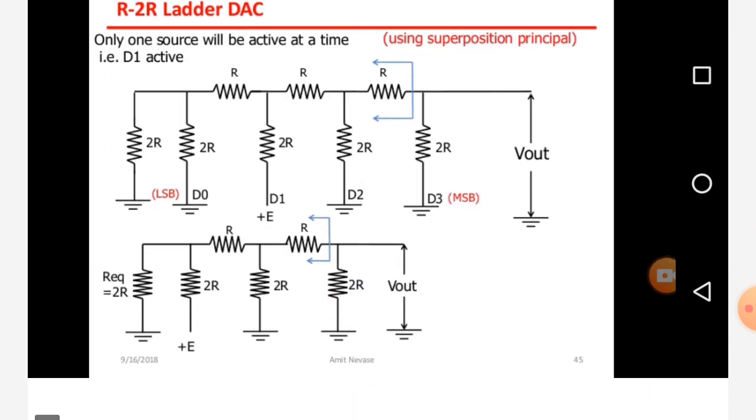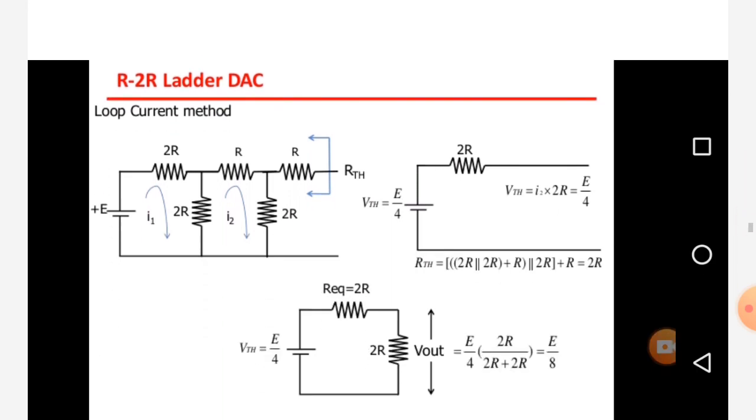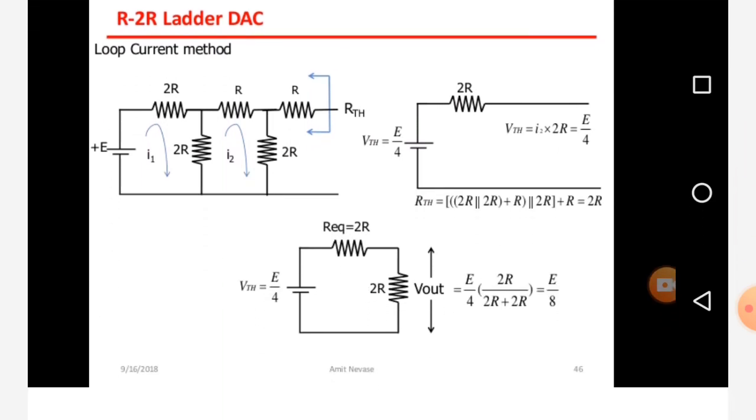Next, using the superposition theorem, only one source will be active at a time, that is D1 is active, and this circuit is reduced like this. Next, using the loop current method, Vout is equal to E upon 4 into R upon (2R plus 2R), equal to E by 8.